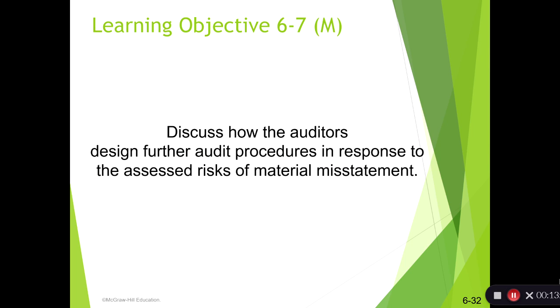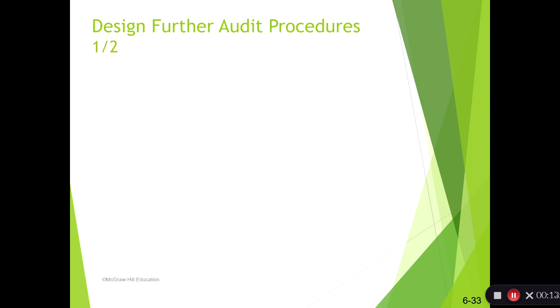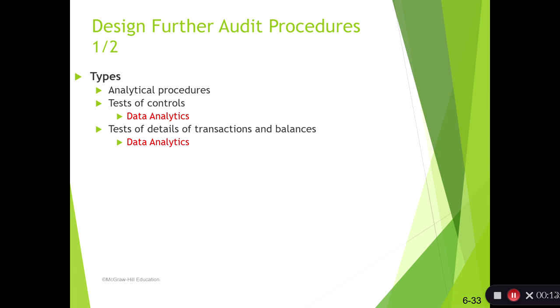Okay, so moving on to Objective 7, how auditors design further audit procedures in response to these assessed risks, right? So talking about risk assessment, we've talked at least generally how they could impact audit procedures. Now let's think a little bit more fully into how they design the audit procedures. Okay, so we have different types. We have analytical procedures, which can be done up front in the risk assessment or planning stage. We have control testing. We have tests of details of transactions and balances. Right, those are three kind of audit procedures.